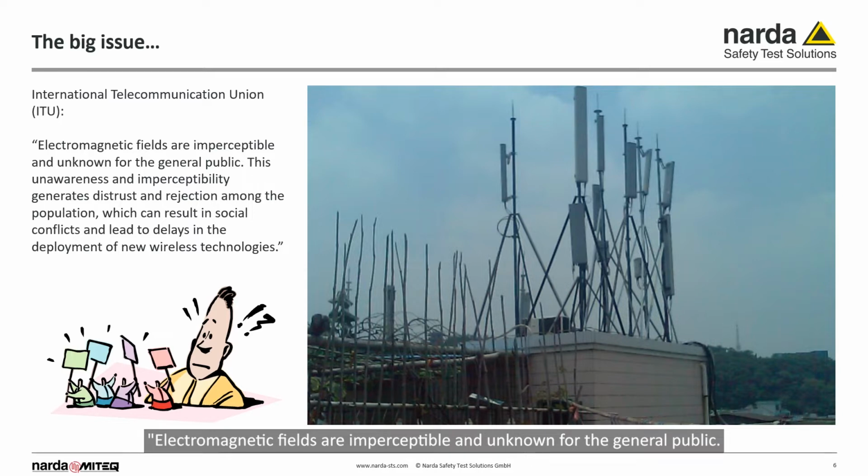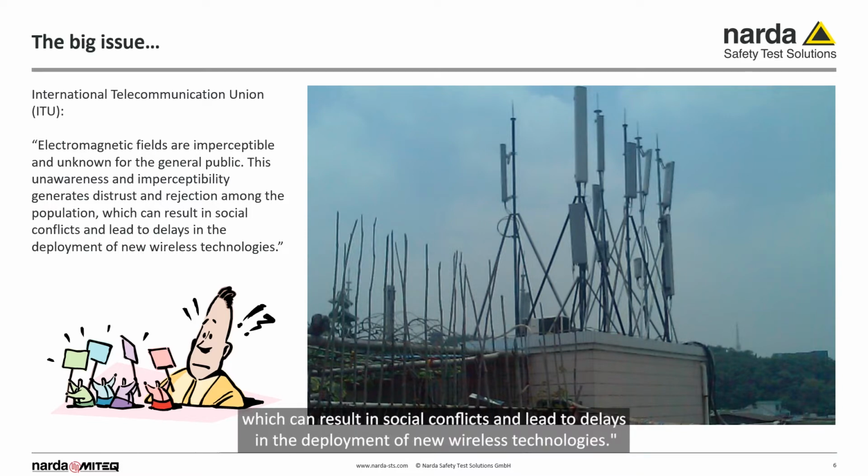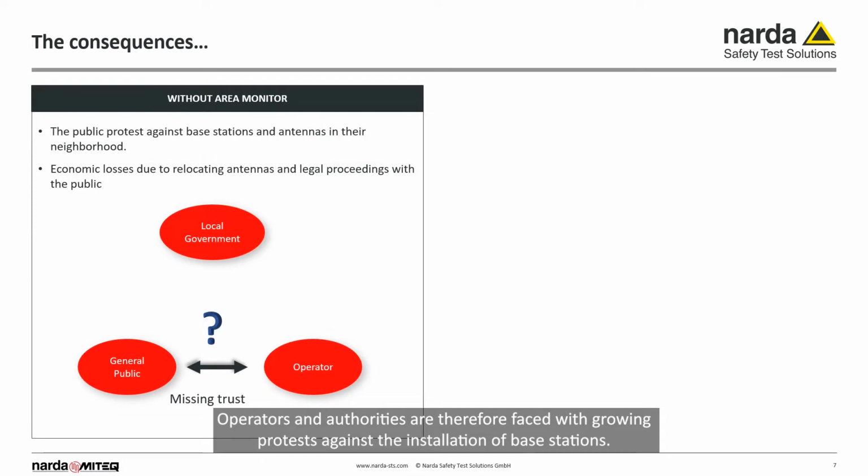Electromagnetic fields are imperceptible and unknown for the general public. This unawareness and imperceptibility generates distrust and rejection among the population, which can result in social conflicts and lead to delays in the deployment of new wireless technologies. Operators and authorities are therefore faced with growing protest against the installation of base stations. Operators can be faced with considerable extra expense caused by delays and legal challenges.